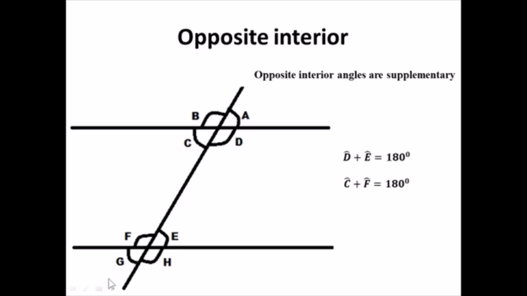Then angle C is corresponding to angle G, and angle D is corresponding to angle H, and corresponding angles are equal. Then we talked about opposite interior angles, that they are supplementary. Angle D plus angle E will give us 180 degrees because they are supplementary, and angle C plus angle F will give us 180 degrees as well.